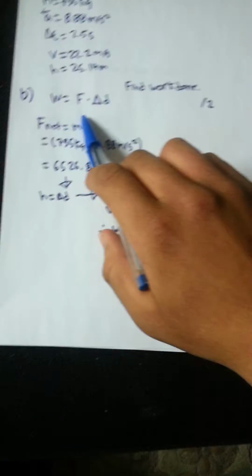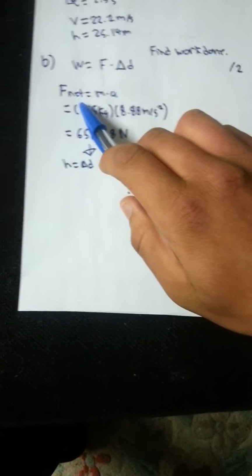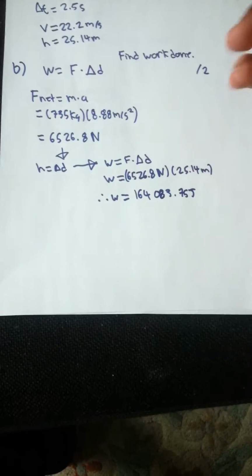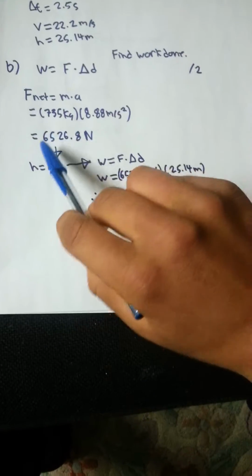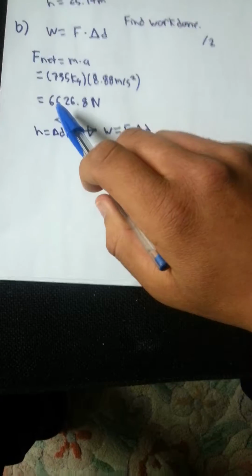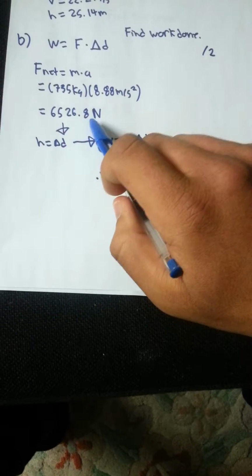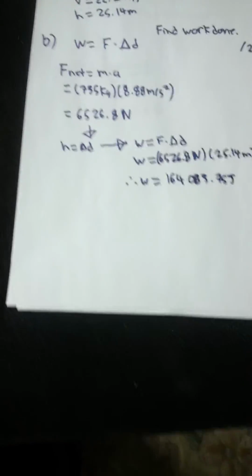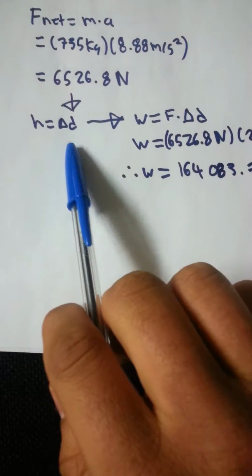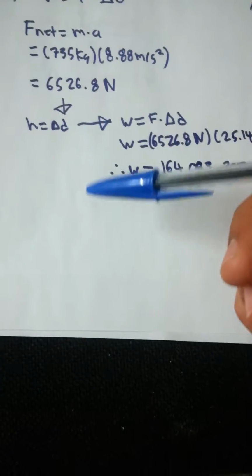So we don't already have the force at the moment, so you know that F net equals mass times acceleration. We have the mass, we have the acceleration, so we can find the force. So 735 kilograms times 8.88 meters per second squared equals 6,526.8 newtons.